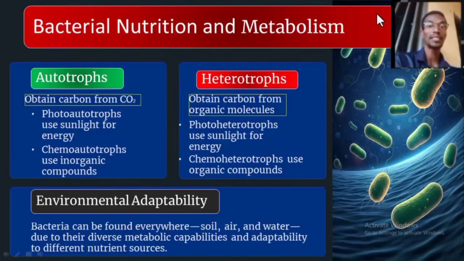We can combine the phototroph with what? The autotroph. So those bacteria with a source of energy from the sun and a carbon source from inorganic compounds, like carbon dioxide, are known as what? Combine it.